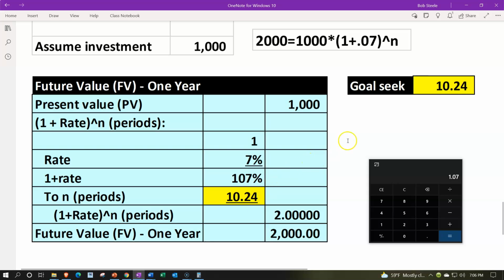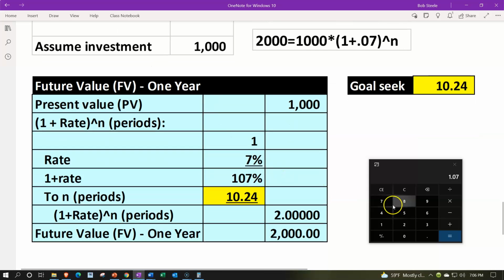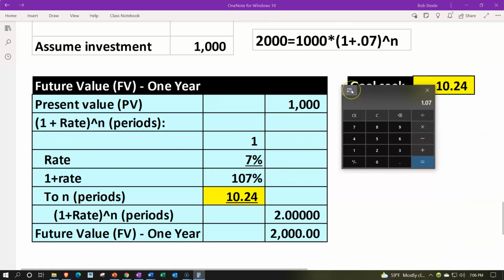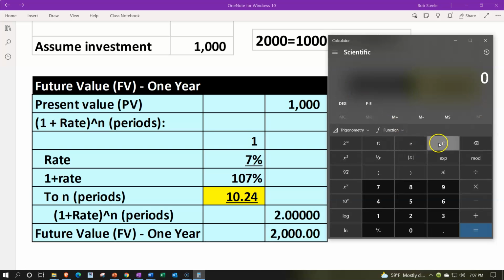So then I would ask Excel, would you please set this cell to whatever it needs to be to get to the end result where we know it should be, which is of course the future value of 2,000, double the starting point. So if I was to calculate this, we need a calculator that can take it to the power of the 10.24. So I'm going to go back to my scientific calculator. We're going to be scientific about this. Let's be empirical. So we're going to take the 1.07 and then take that to the x to the y, which is the caret, and then the 10.24. So there we got about 2 because this number is rounded, the 10.24.